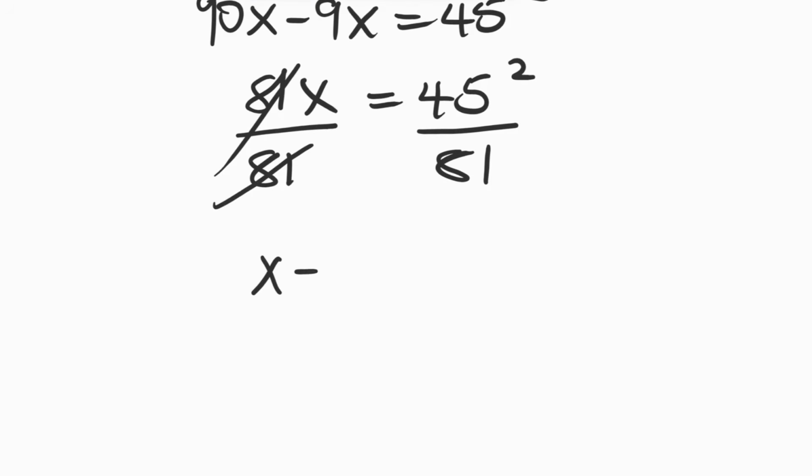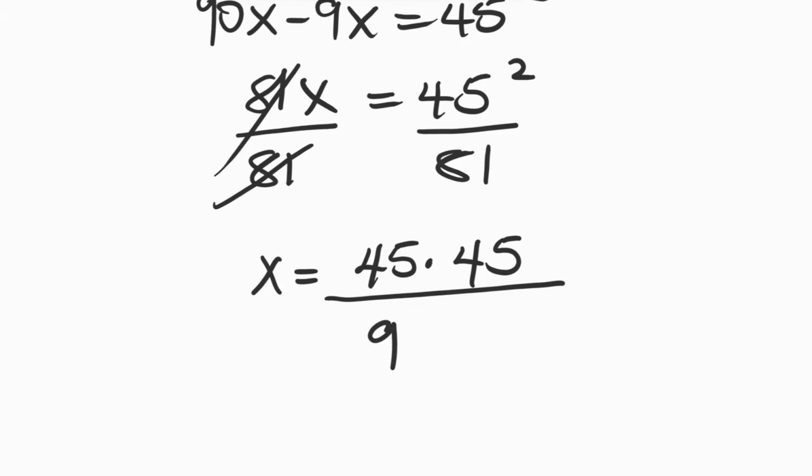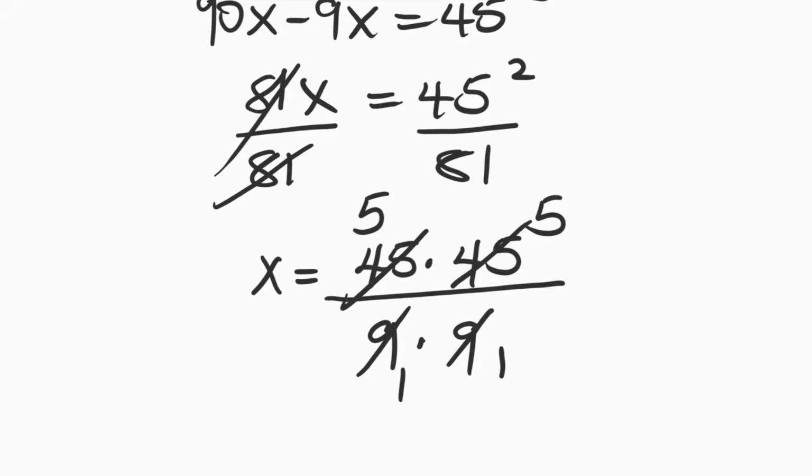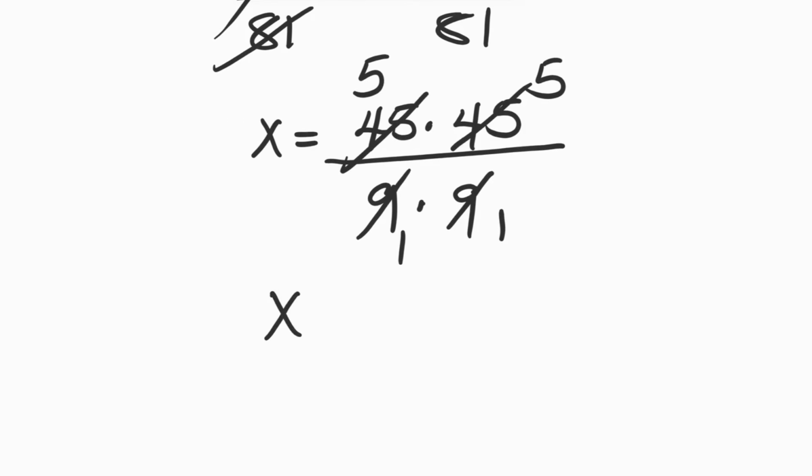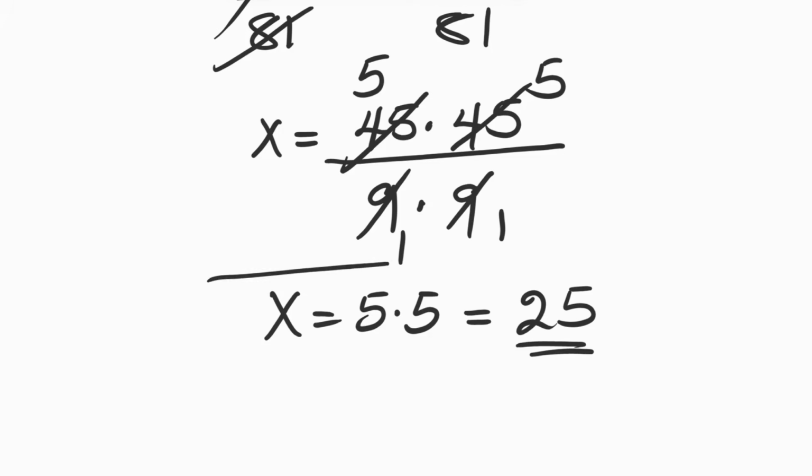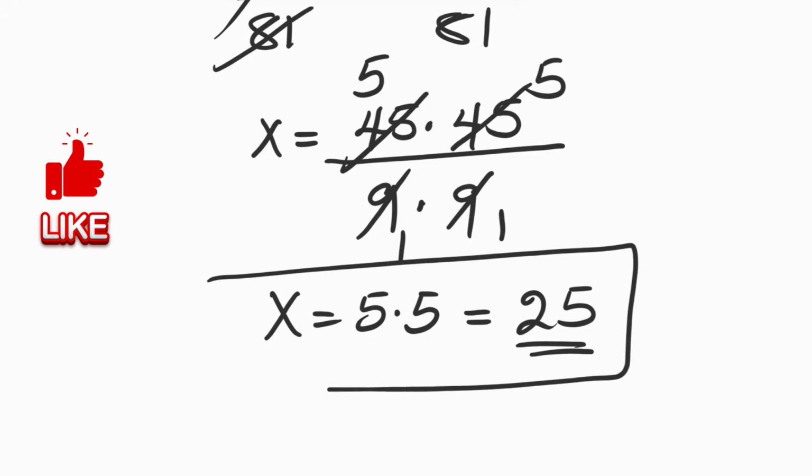Now x is equal to 45 squared, which is the same thing as 45 times 45. And 81 is the same thing as 9 times 9. 9 squared is 81. So we have 9 times 9. So 9 can divide 45, and we have 5. 9 here is 1. 1 here is 5, because 9 times 5 is 45. So our x is 5 times 5, which is equal to 25. And this is our final answer.